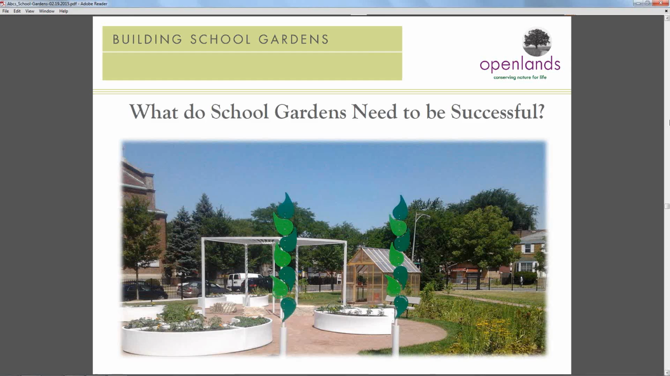So those are just a few of the benefits of school gardens and the importance of getting outdoors. Again, I want to stress, not just for our children, but for us as well, for adults, all adults. And now I just wanted to share with you a couple tips on what can make your school garden successful.